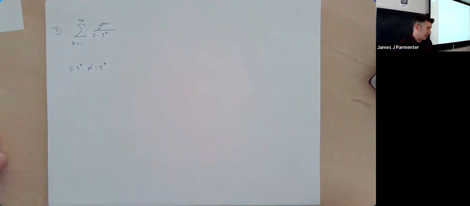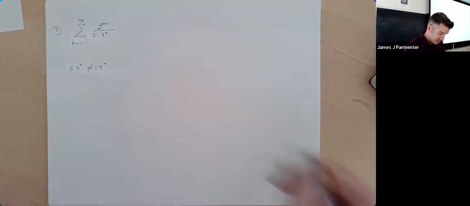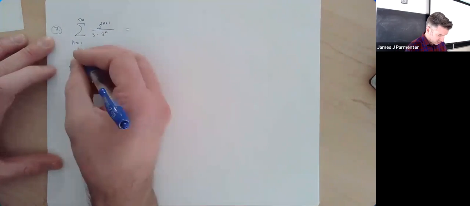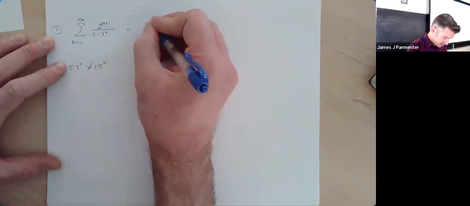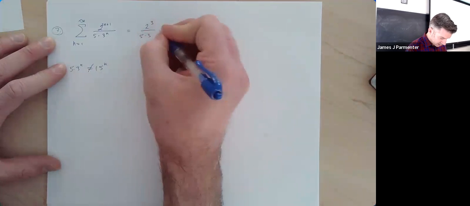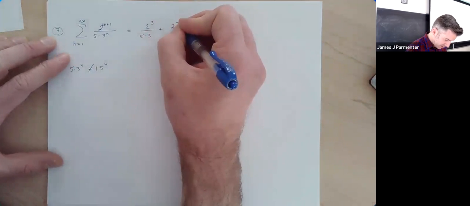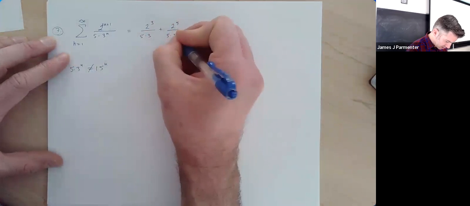Right, we just have to leave it as 5 times 3 to the n. So it's probably easiest just to start writing out terms. So let's see, the first term, if n equals 1, I get 2 to the third over 5 times 3. And then the next term, if I plug in n equals 2, I'm going to get 2 to the fifth over 5 times 3 squared.